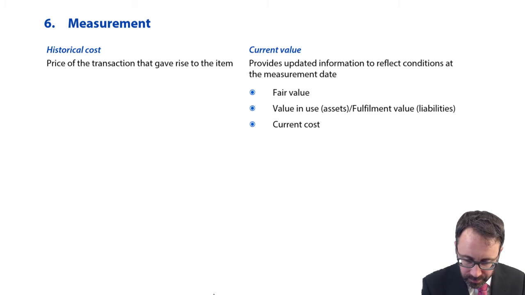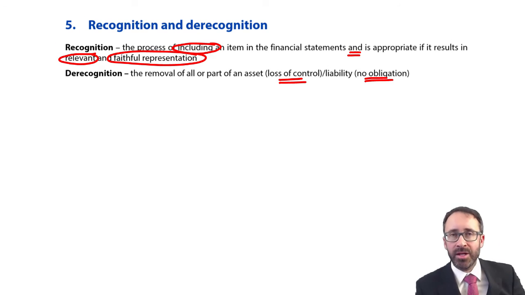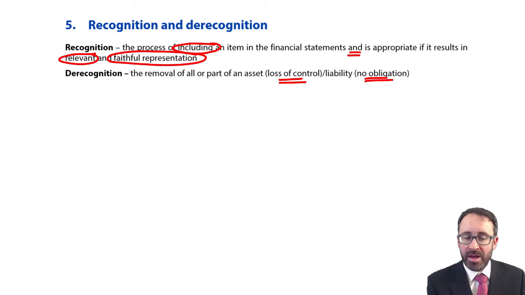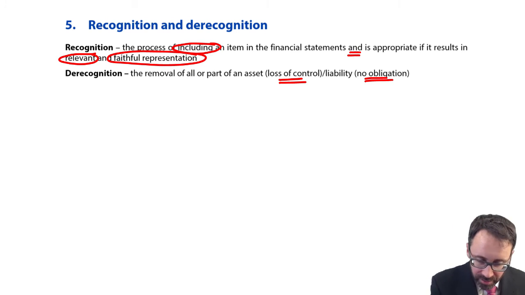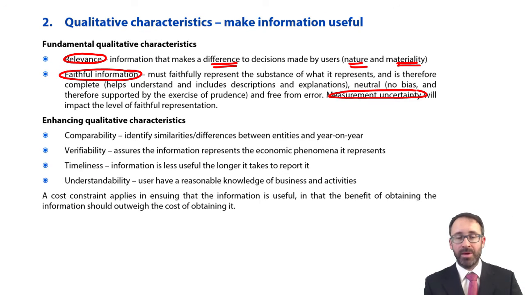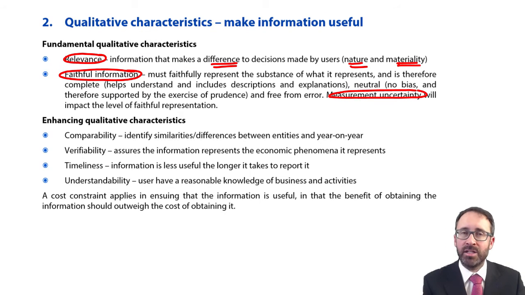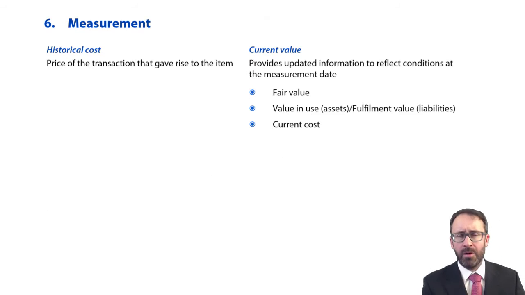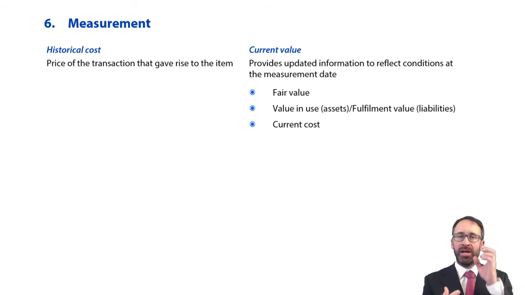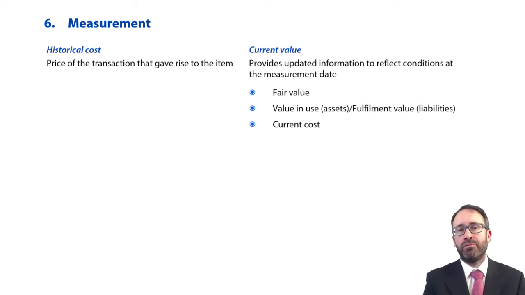Why? Let's go back to the recognition criteria. That was all about faithful representation, about it being relevant. Remember within there, faithful representation mentioned measurement uncertainty. Relevance was all about materiality. So we need to make sure that we have a strong measurement basis to be able to put appropriate numbers within the values of our assets and liabilities. Again, the standards can then use these to be a little bit more specific with regard to their measurements.